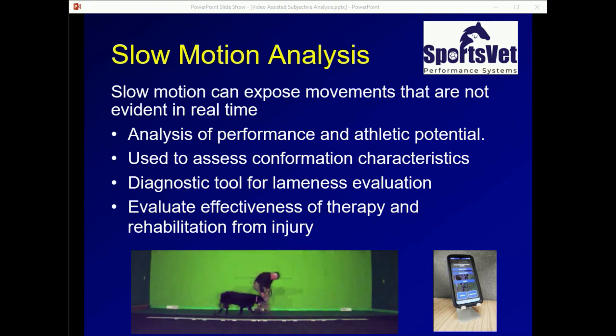Slow motion playback of a video that has been properly captured allows for analysis of performance and athletic potential, can be used to assess conformation characteristics. It can be used as a diagnostic tool for lameness evaluation, and can be used to evaluate effectiveness of therapy and rehabilitation.